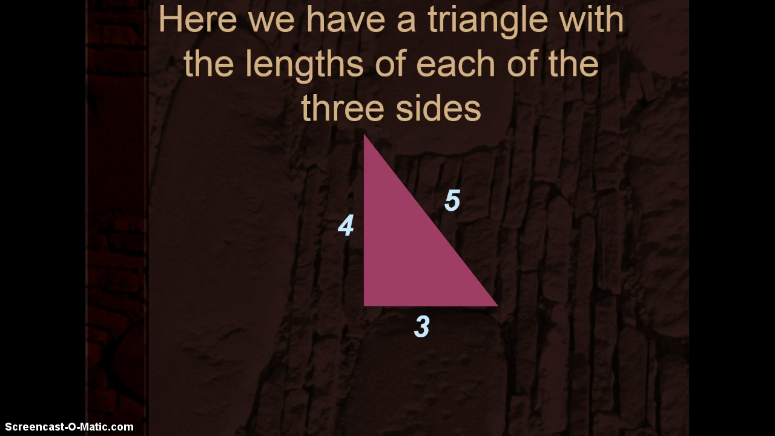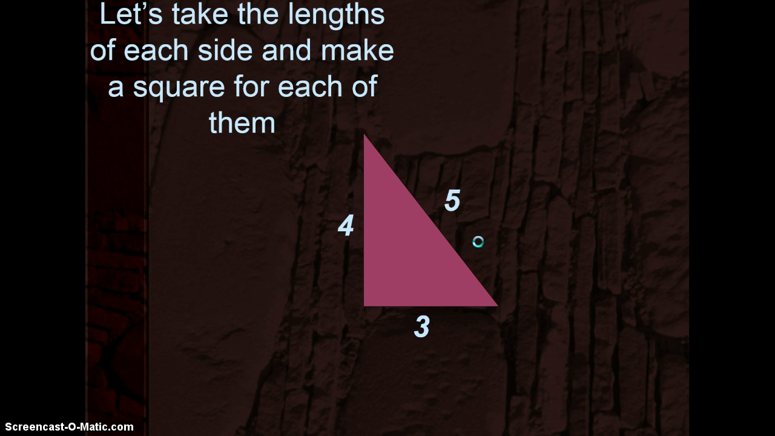So here we have a triangle with the lengths of each of the three sides. So we know it's a right triangle. Well, we don't know because they didn't identify it. But here's our right angle. We will assume it's a right triangle. These two sides will be our legs. 5 would be our hypotenuse.